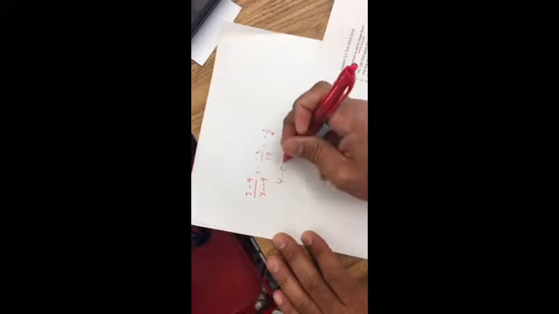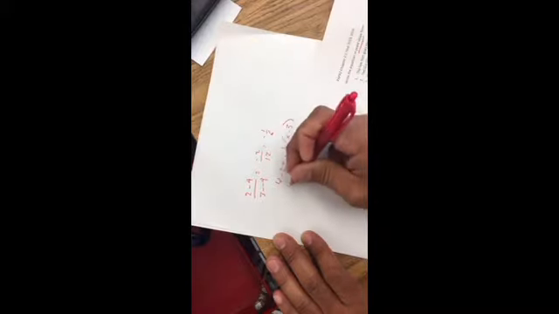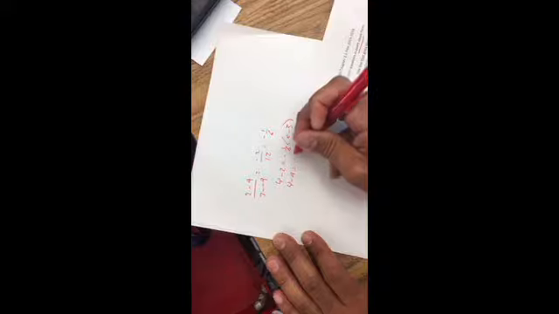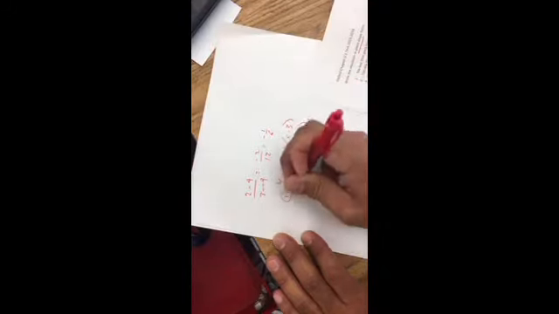y minus 2 equals negative 1/6 (x minus 3), or I can use the other point, y minus 4 equals negative 1/6 (x plus 9). That's the answer to number 1.